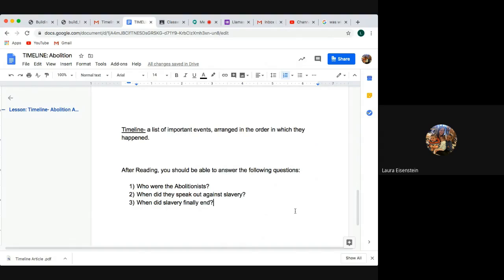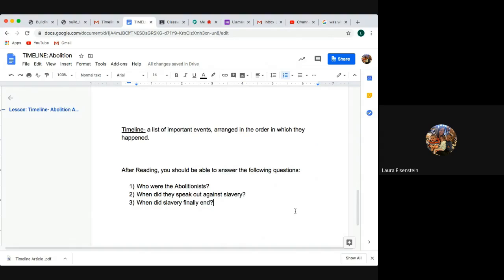Another example of a good timeline would be a timeline about the Civil War. So it would start in 1861, and the end of the timeline would be 1865 when the Civil War ended. And in between, you could put different important events that happened during the Civil War.